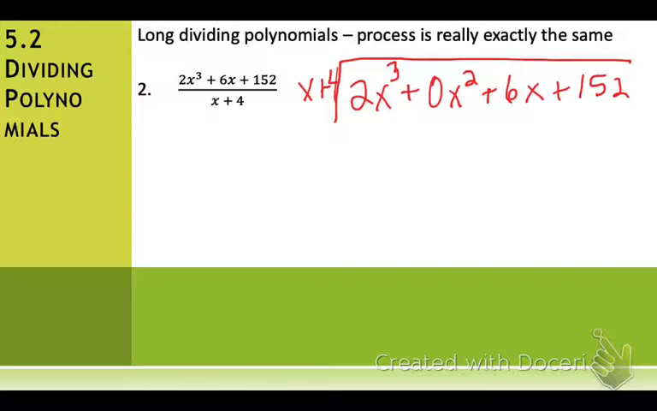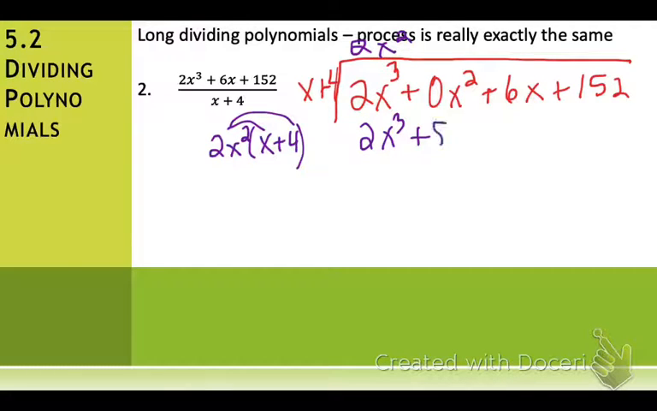x plus 4. All right, so I'm going to start in, so how many times does x go into 2x cubed? Well, it is going to be 2x squared times. So I'm going to take that 2x squared, I'm going to multiply it by the x plus 4. 2x squared times x plus 4. That's going to give me 2x cubed. Hey, those should match. They do. Plus 8x squared.